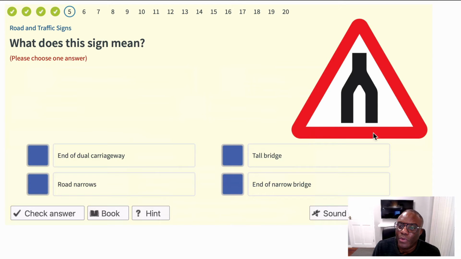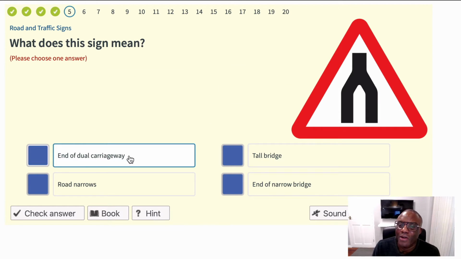Number 5, what does this sign mean? Remember, triangles are warning, so it's warning us of something. This is road dual carriageway ends. A dual carriageway has a central reservation in the middle, so it's one carriageway, two carriageways. Now going to go into a single carriageway. So we're looking for something along those lines. So straight away, end of dual carriageway, which is a likely answer.